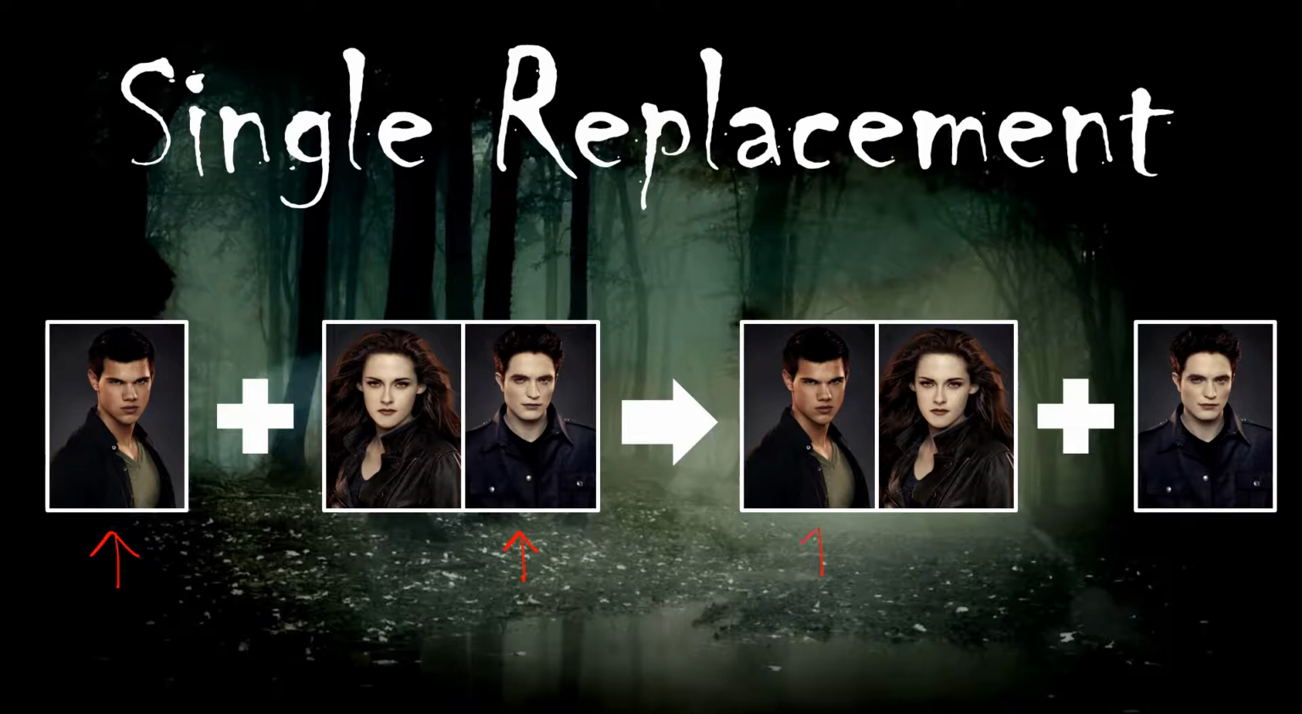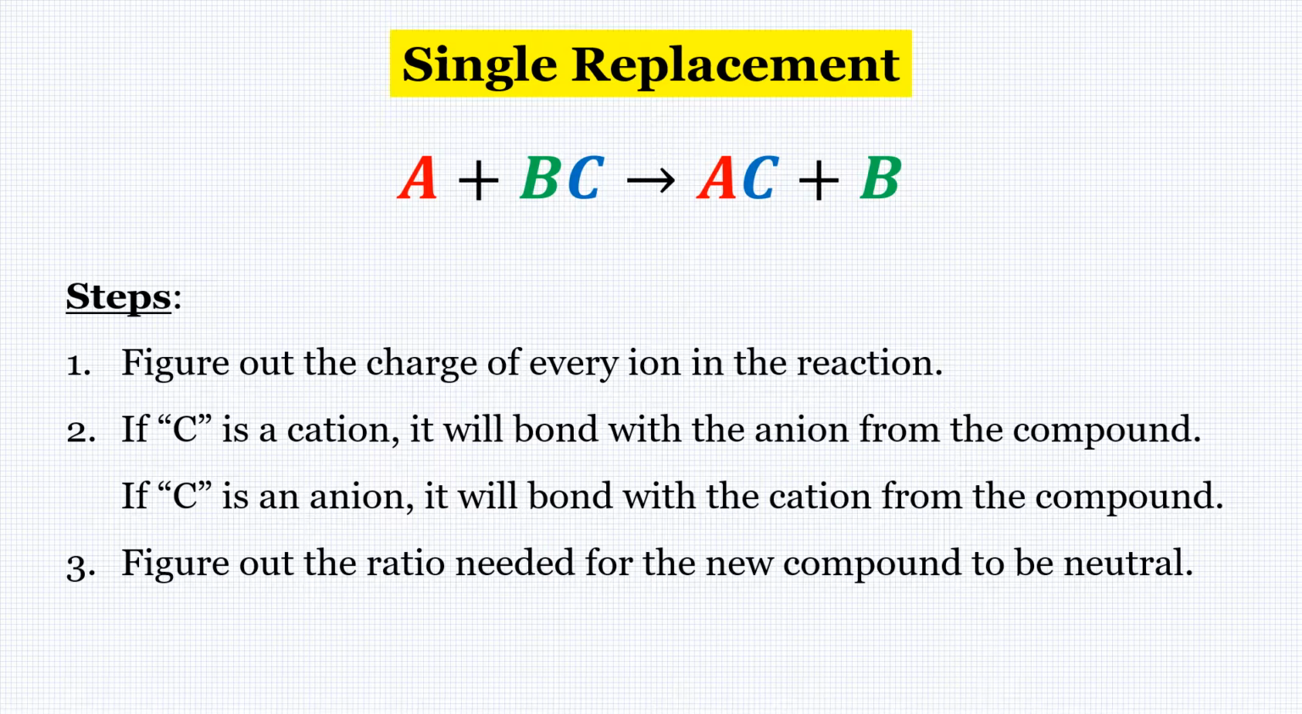And if you look here, on the left side and the right side, it was only the male characters that switch places. So think of the male characters kind of like the cation in both cases. So single replacement reactions take this form.